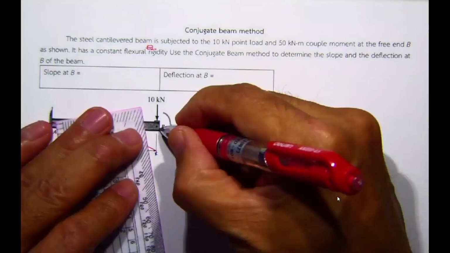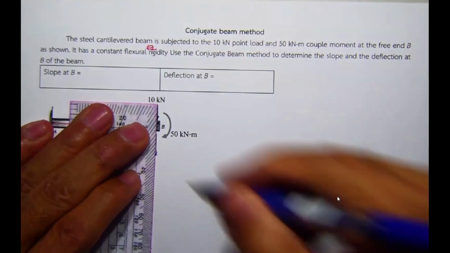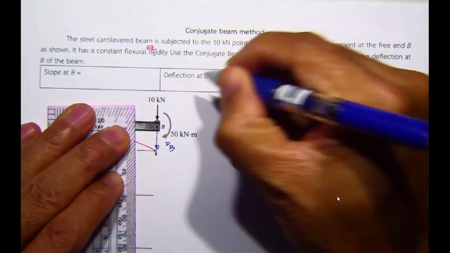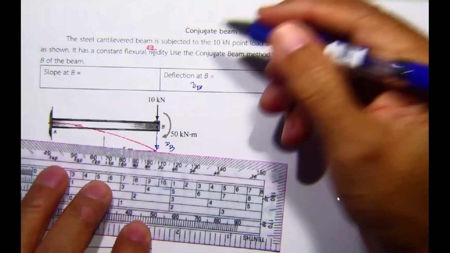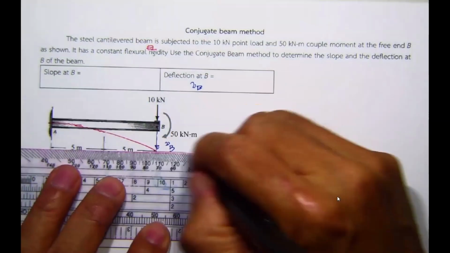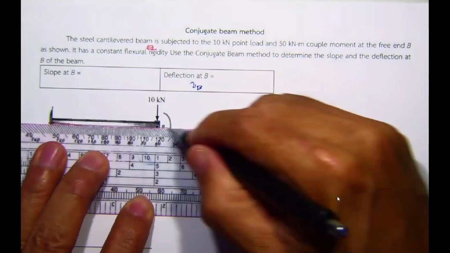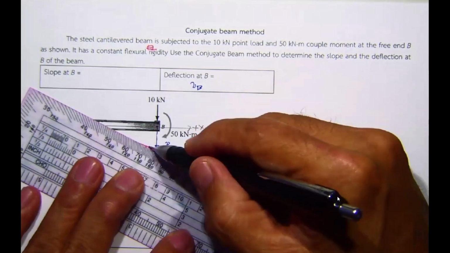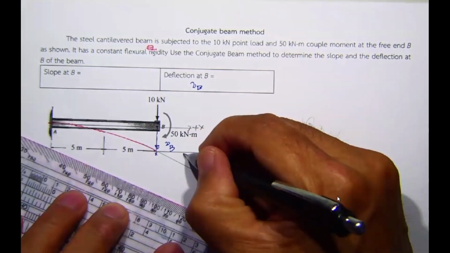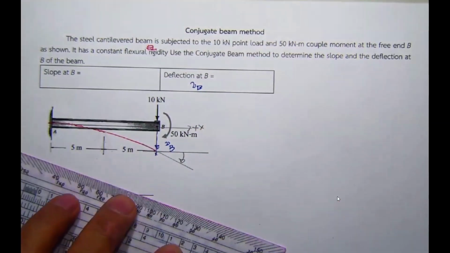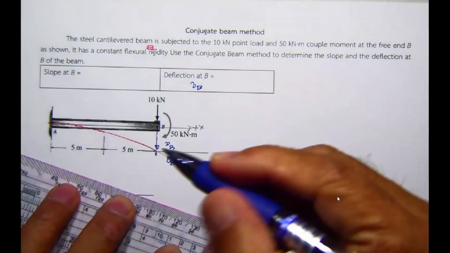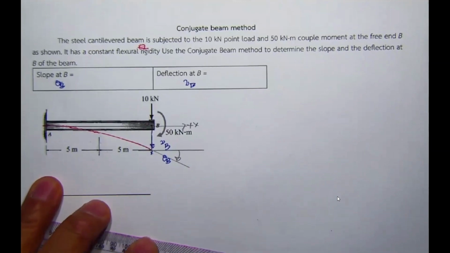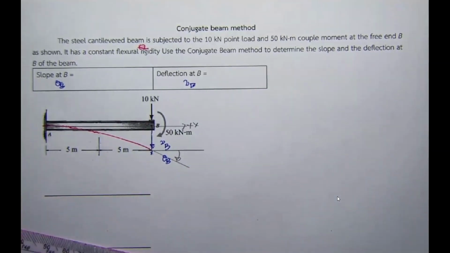And this is going to be V sub B. For the slope, reference to the same horizontal line over here, positive x, then the tangent line is going to be here. This is going to be the slope theta B from your elastic curve. Now, what should we do?